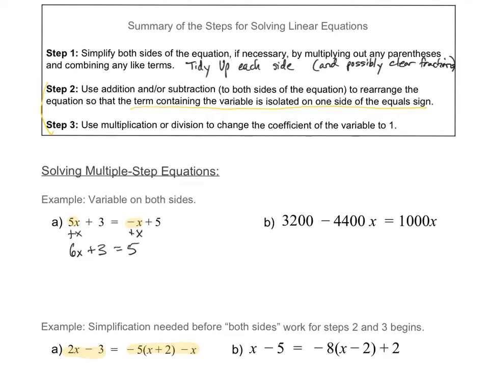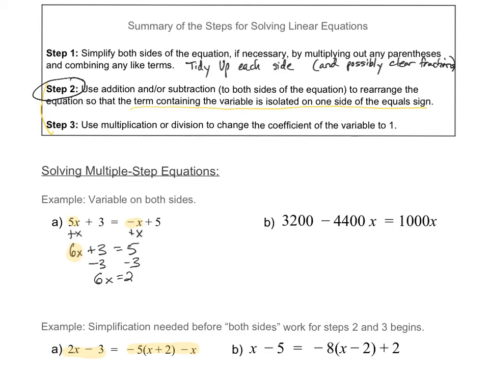So now we need to get the variable term all the way by itself, because right now it is on the same side of the equal sign, but it's not all by itself. It's got the plus 3 with it. So my next step is to get rid of that 3 by subtracting it from both sides. And now my variable term is all by itself. So notice that all of this was step 2 so far. I used addition and or subtraction to both sides of the equation to rearrange it so that the term containing the variable is isolated all by itself on one side of the equal sign.